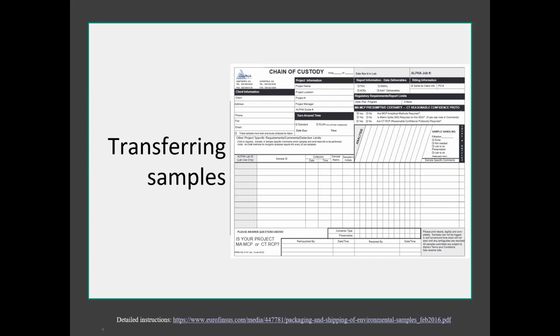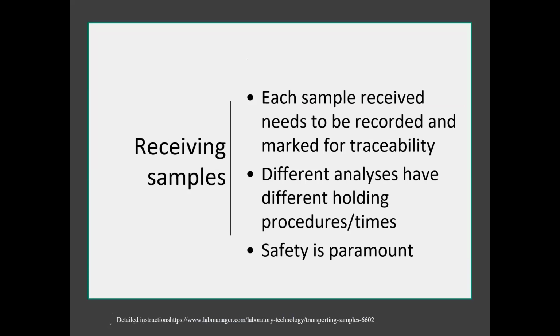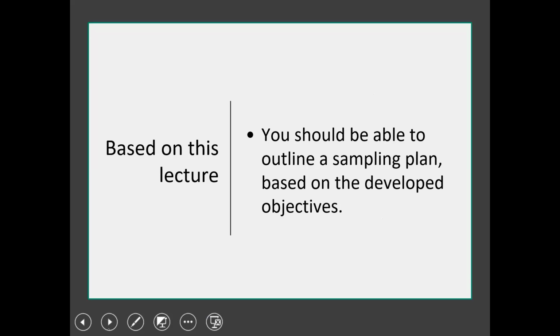Mention the chain of custody form. This is an example chain of custody form. Every time that a sample changes hands, it's documented on the form. Making sure your samples are recorded, they're marked properly, they're labeled properly, and knowing what your holding times and procedures are, those are critical. You take a sample and you hold it for too long before you bring it to the lab, potentially that sample's lost. So that's an attempt to give you some sense of how we do the sampling.